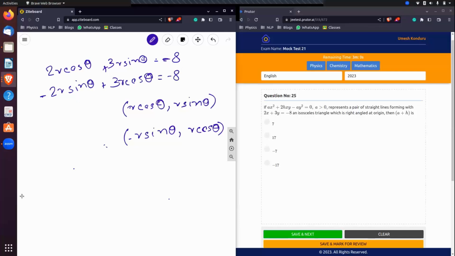If you just square up these equations and add them, you're going to get 4r square plus 9r square plus 2 times 3r times 2r, so that's 12r square sin 2 theta, equal to 64 times 2, that's 128. So you get 13r square plus 12r square sin 2 theta equal to 128.